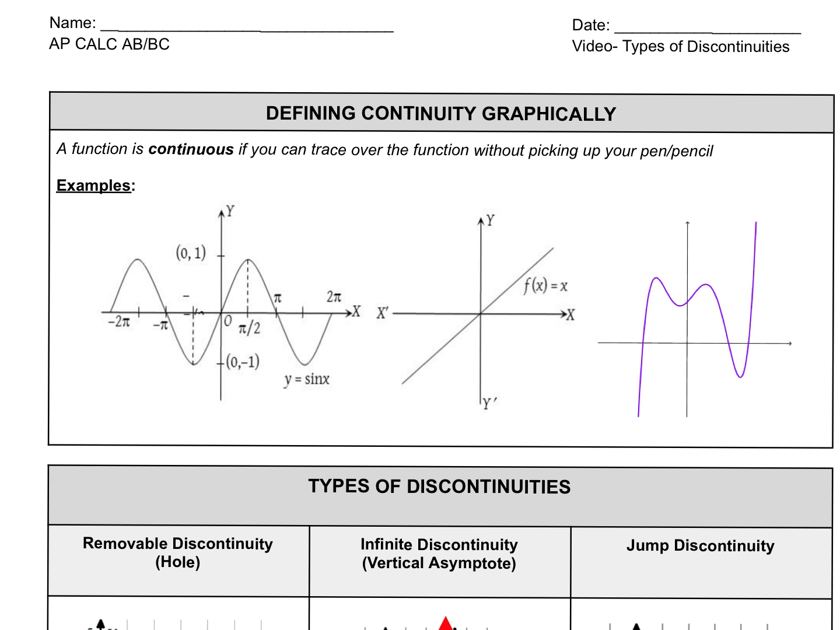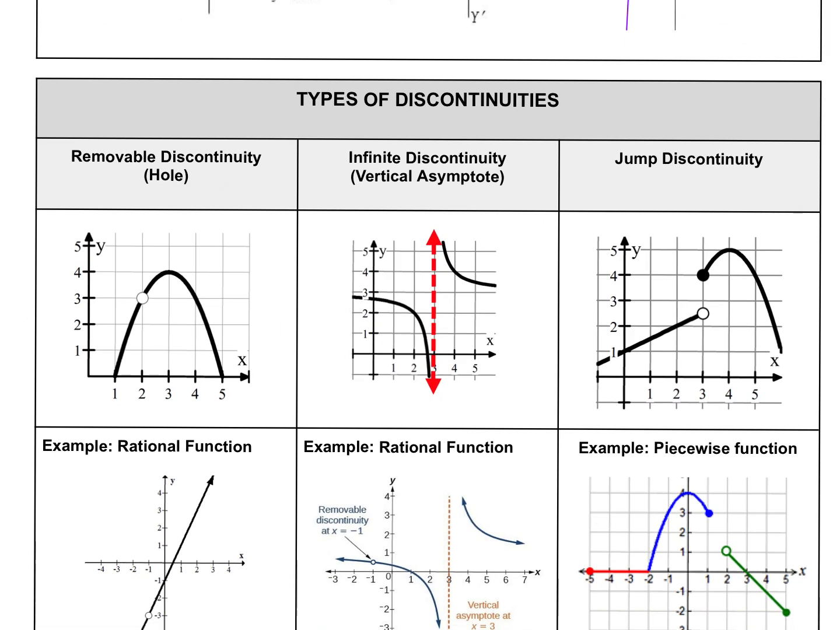Now, that's not a real textbook definition, but don't really stress about the textbook definition until tomorrow. Today's goal really is just to understand that a graph is continuous if you don't have to pick up the pencil to trace it.